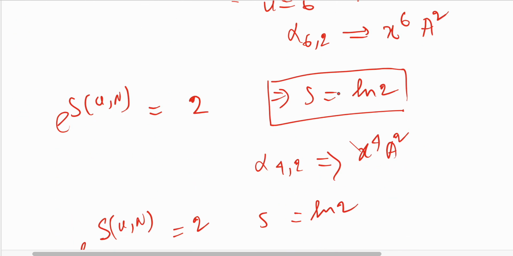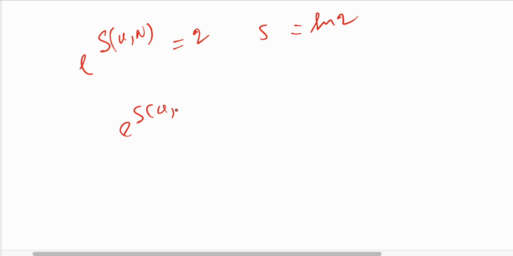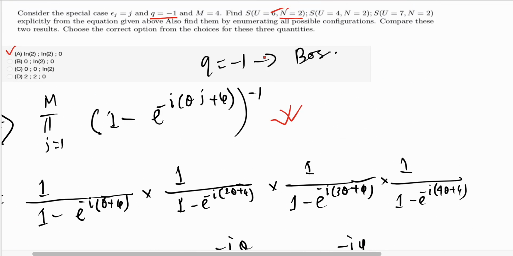The coefficient is 1, right? E to the power s u comma n is equal to 1. That means what is the s? S is equal to nothing but 0. That's it. That means the question A is my answer.